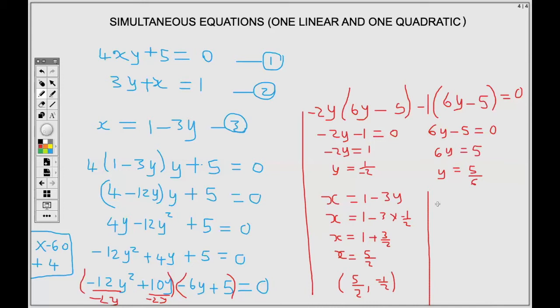The same case is going to happen to find out the next x value. We're going to use the same equation, and we're going to replace y with 5 over 6. Now just to note, we don't have to use equation 3 to get the x value. We could have used equation 1 or equation 2. Now replacing the y with 5 over 6, we are going to work with fractions. So we're not going to use decimals. So replacing it, we have minus 3 times 5, that's minus 15 over 6.